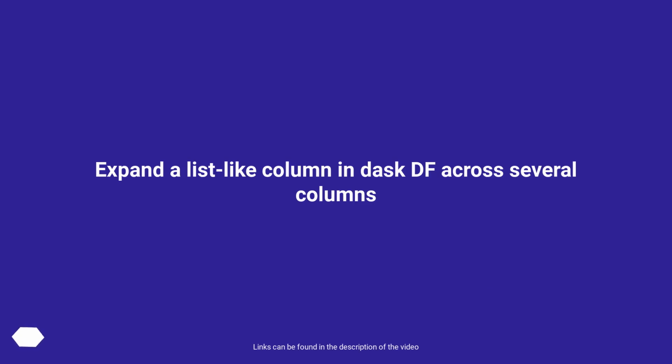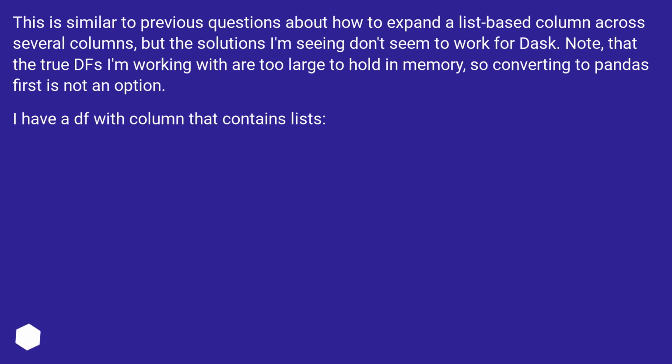Expand a list-like column in dask df across several columns. This is similar to previous questions about how to expand a list-based column across several columns, but the solutions I'm seeing don't seem to work for dask. Note that the true DFs I'm working with are too large to hold in memory, so converting to pandas first is not an option. I have a df with a column that contains lists.